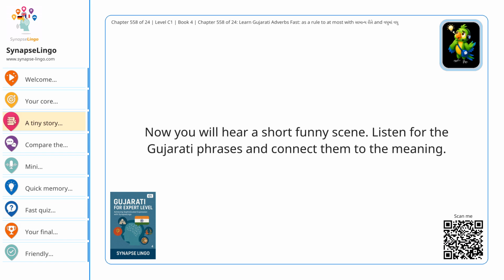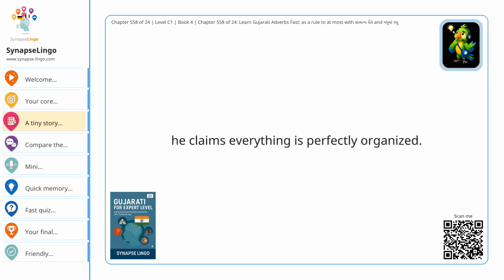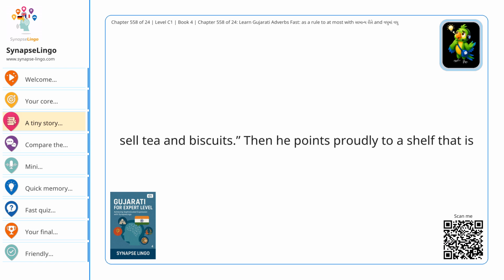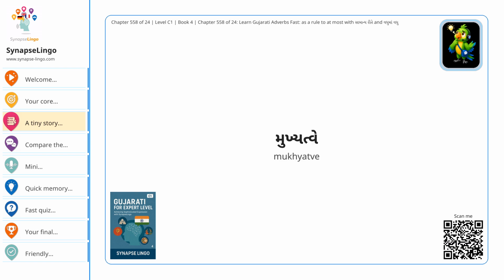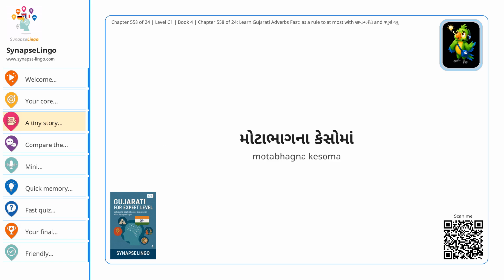Now you will hear a short funny scene. Listen for the Gujarati phrases and connect them to the meaning. Ravi runs the world's least predictable snack shop, which is funny because સામાન્ય રીતે he claims everything is perfectly organized. He says, I મોટા ભાગે sell tea and biscuits. Then he points proudly to a shelf that is મુખ્યત્વે mango pickle. In many situations, or ઘણા કેસોમાં, his customers leave happy. In the majority of situations, મોટાભાગના કેસોમાં, they also leave confused.